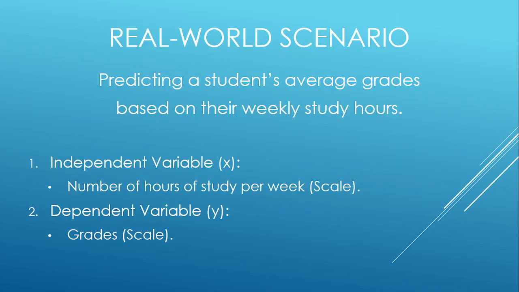Now let's also take a real-world example. Suppose you're predicting a student's average grades based on their weekly study hours. The independent variable x is the number of hours of study per week, and the dependent variable y is the grades. If the data shows that studying more hours leads to higher grades, you can use simple linear regression to predict a student's grades based on how much they study.